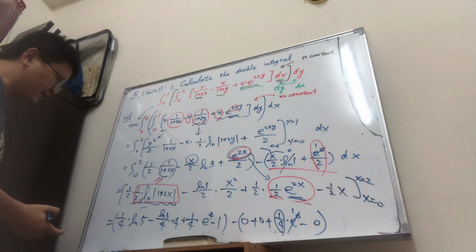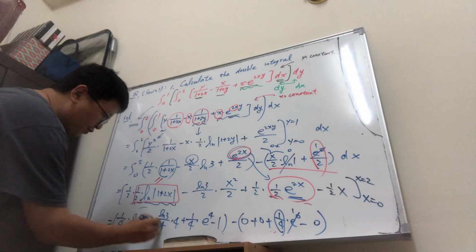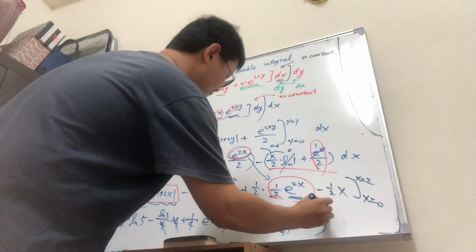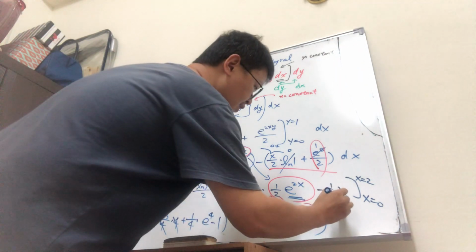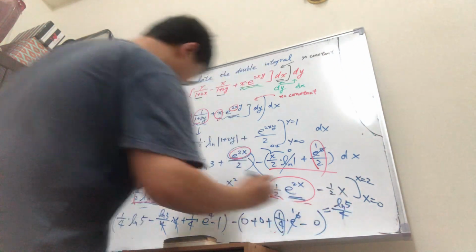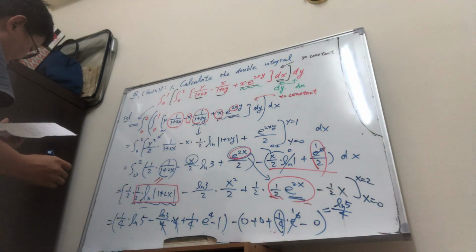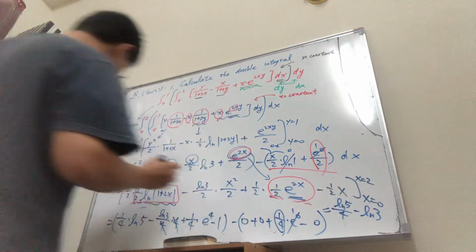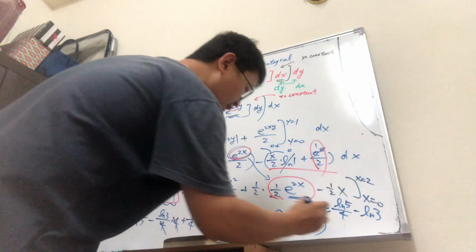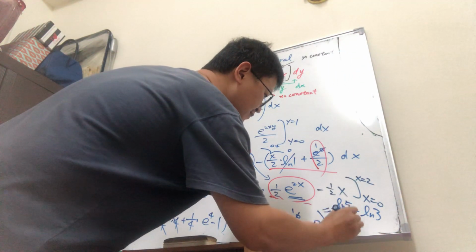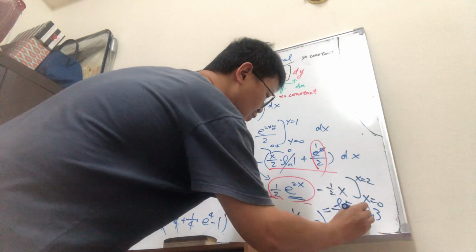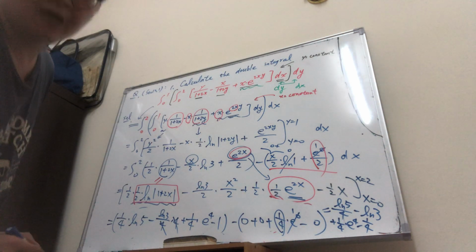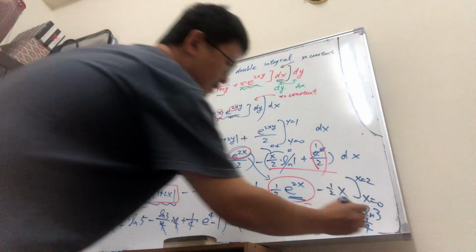So now let's see, finally the solution: the 4 cancels. So finally the solution is 1 over 4 natural log of 5 over 4, subtract natural log 3, plus 1 over 4 times exponential to the power of 4, subtract 1 over 4.